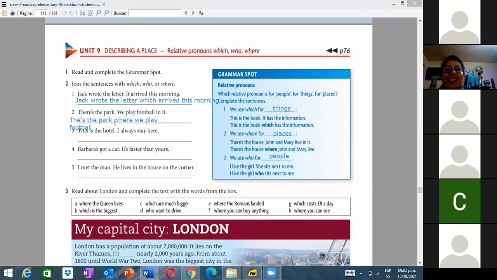Okay. There is the park where we play football. Okay. Bien, aquí ya hemos identificado, ¿cierto? Park is a place, right? Where, that's why here we are using the relative pronoun where. Okay, let's have a look at the next place, number 3. This is the hotel. I always stay here.